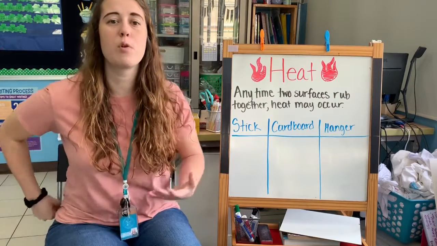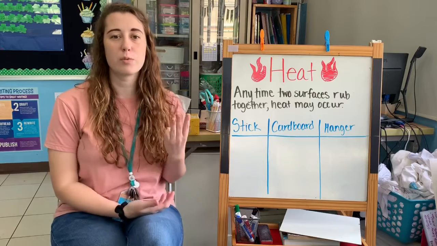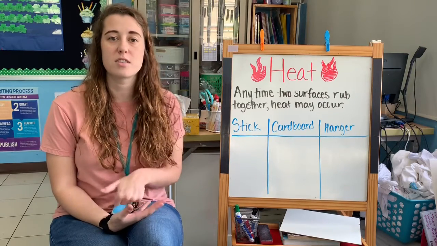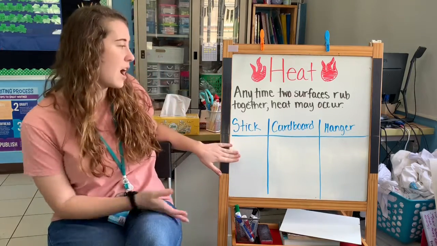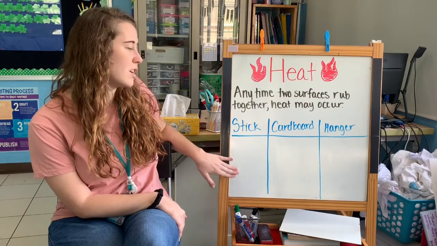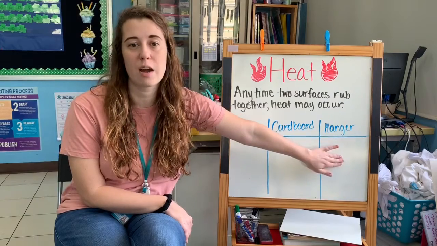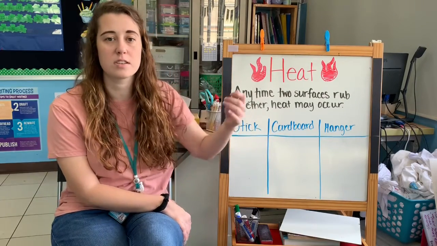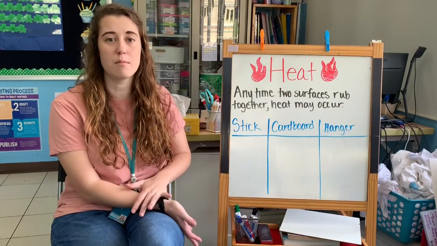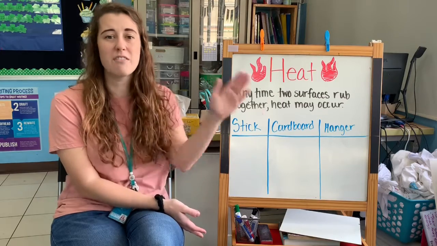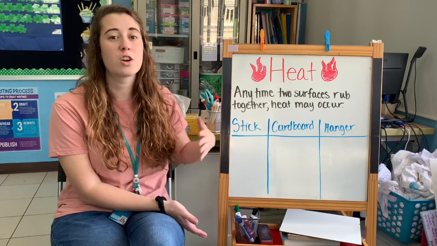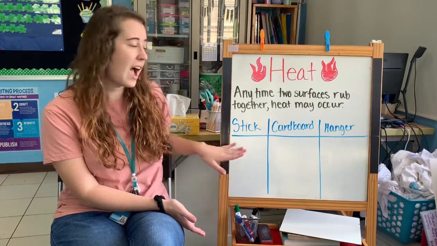The first thing I'm going to do is pick three objects that I'm going to test the friction of. I've written my objects up on the board. I have chosen a stick, a piece of cardboard, and a hanger that I will put my clothes on in the closet. You can pick three objects at your house. You can pick whatever objects you want. Be creative, okay? These are the objects I have chosen.